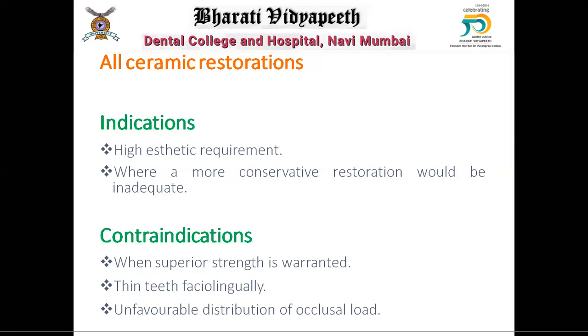Then, where more conservative restoration would be inadequate. When we are choosing a ceramic crown, we need an excessive amount of preparation. The crown preparation or the inlay preparation, whatever I am going for, required is more, because ceramic needs bulk to sustain; the compressive strength is good, the tensile strength is less. So we need at least 2 millimeters of thickness of bulk for a ceramic restoration to have a long life. So when more preparation is required, you can always go for all ceramic crowns.